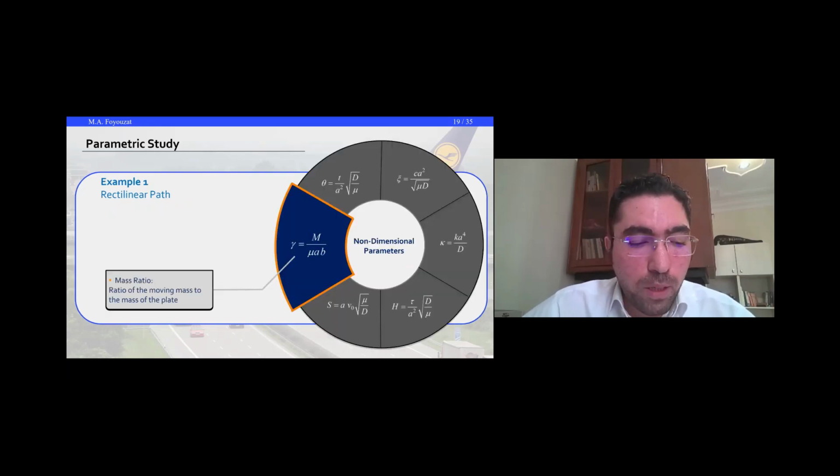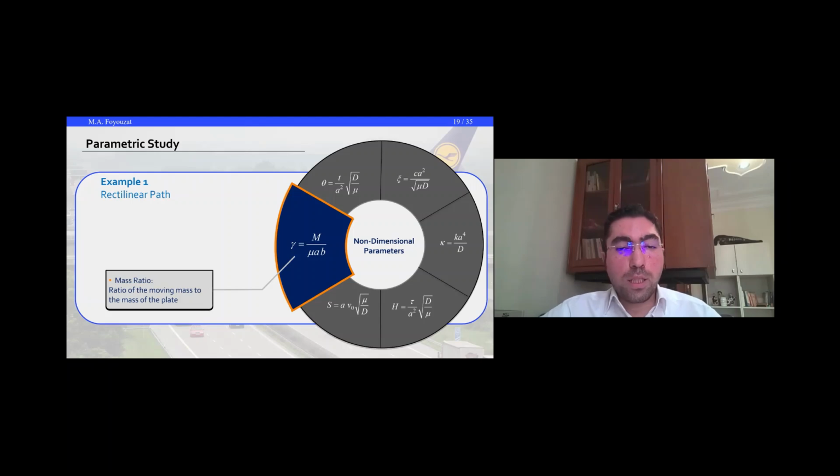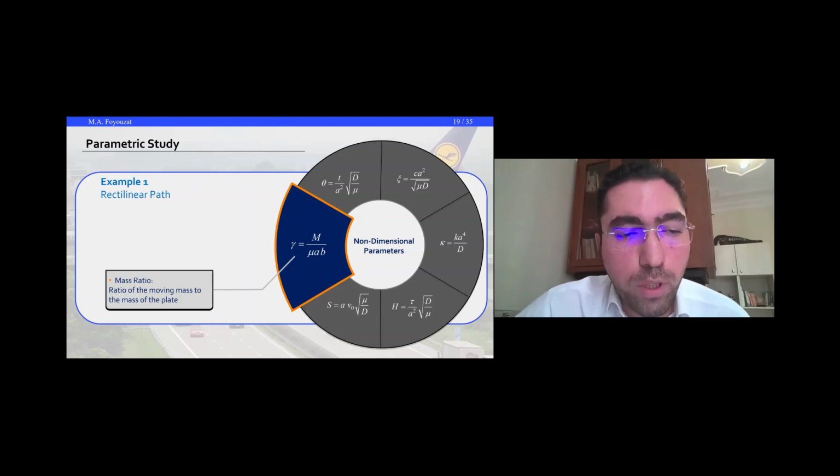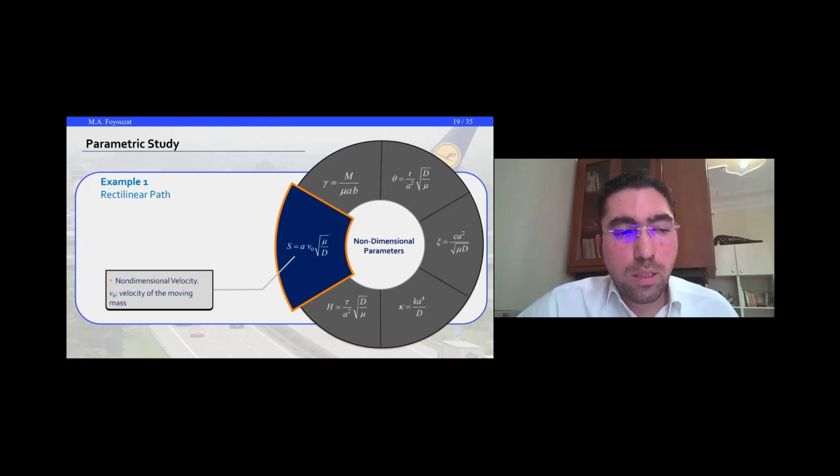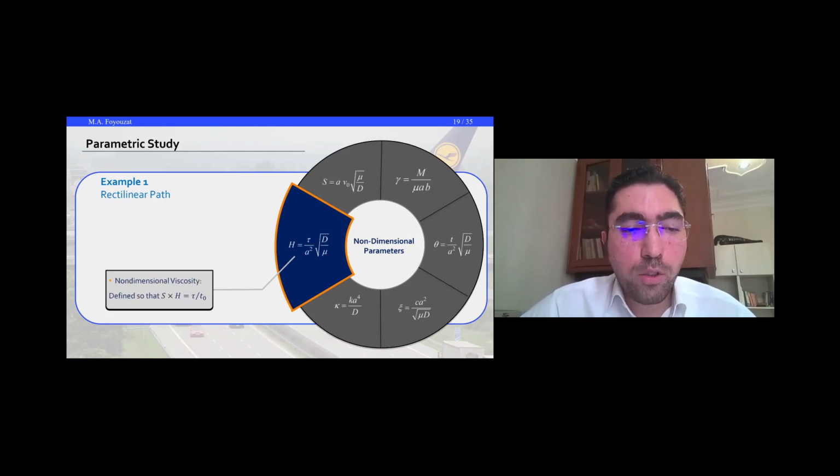In order to present the results in a simpler form, we have defined dimensionless parameters for each of the variables in the problem. As you can see, gamma represents the mass ratio, that is the ratio of the moving mass to the mass of the plate. S is the non-dimensional velocity. H, non-dimensional viscosity, is defined so that S times H equals tau over T0, where T0 is the time that it takes for the mass to leave the plate.